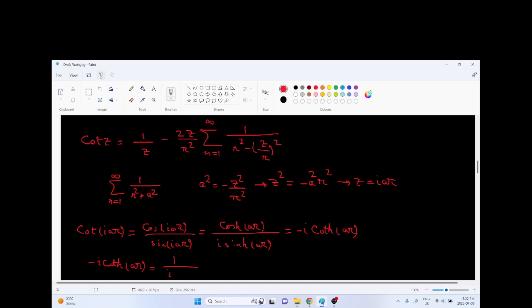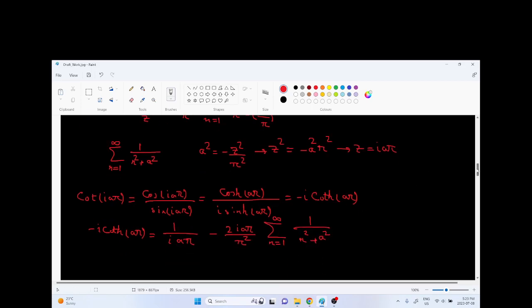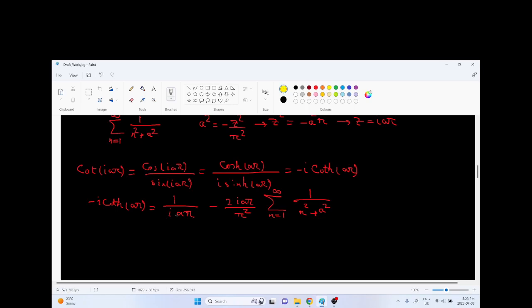Okay, cool. And now on the left, we get negative i cotangent hyperbolic of a pi equals 1 over i a pi, since z is i a pi, minus 2i a pi divided by pi squared times the series as n runs from 1 to infinity of 1 over n squared plus a squared. We can write this 1 over i as negative i.